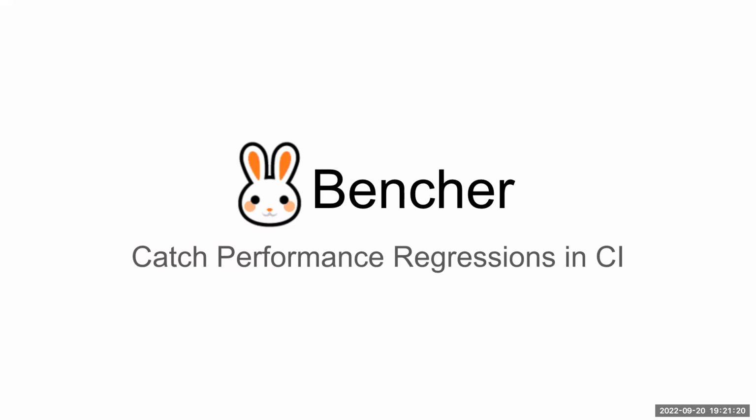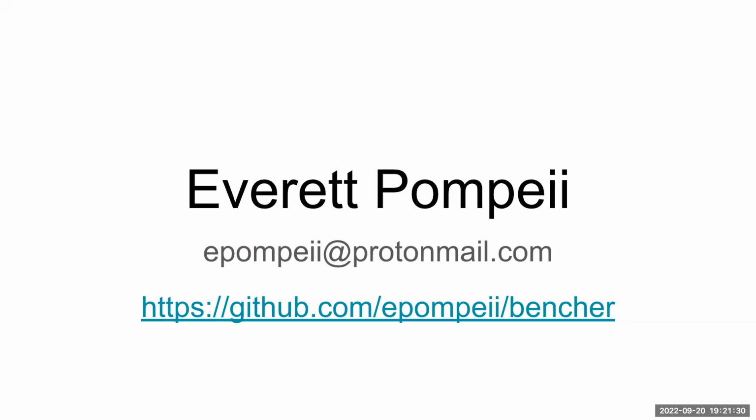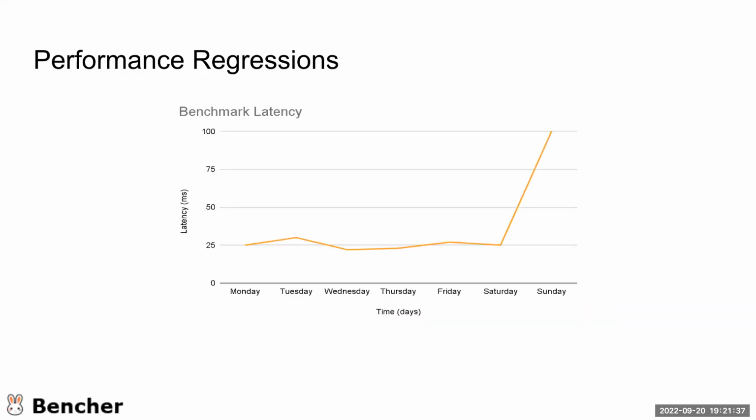Okay, so this is my presentation on Bencher, catching performance regressions in CI with a bite-sized nom tutorial. I'm Everett Pompeii. That's my email and the repo link on my GitHub. And so yeah, what are performance regressions? Just in the general sense, right?